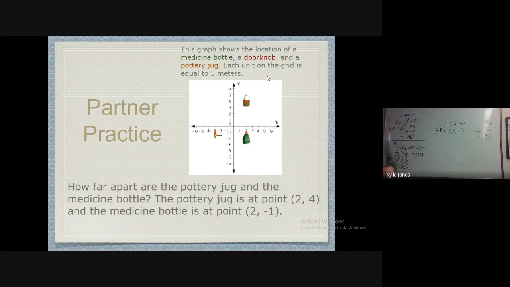So if you're looking at the graph up there, right? And you start at the pottery jug, each jump that you take to get to the next line is 5 meters. Not 3 though. They're farther apart than 3 units. You don't need to multiply by how much a meter is. You just need to take the amount of jumps that you took to get to those things in between and multiply it by 5 meters.